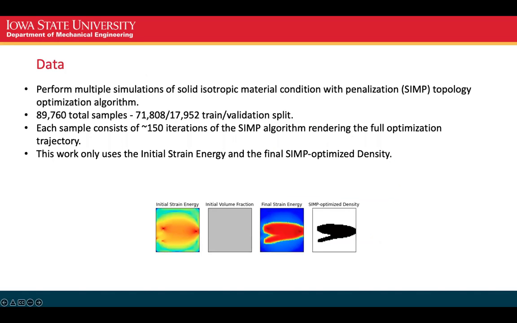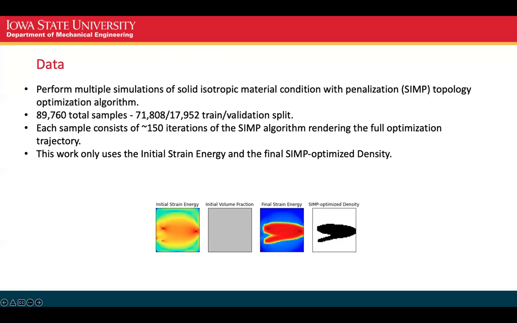As part of this work, we generated our own data using the solid isotropic material condition with penalization topology optimization algorithm, commonly referred to as the SIMP algorithm. In total, we generated roughly 90,000 total samples and used 72,000 of those as our training data set. Each sample is defined by an initial density, as well as a set of randomly generated load values, directions, and locations, which are shown by the initial strain energy map below and on the left. In total, the SIMP optimization algorithm is run for roughly 150 total iterations.